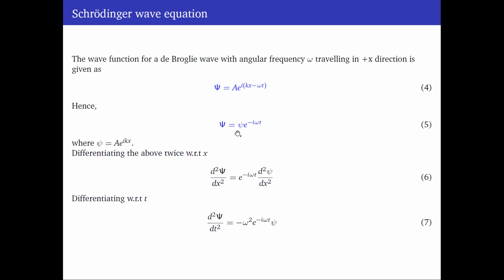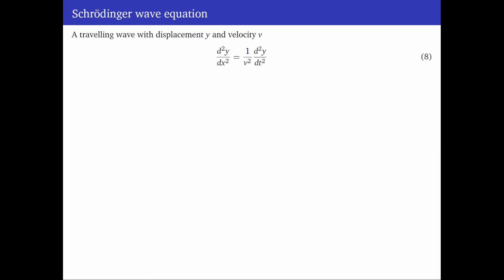Small psi was independent of time, so it was only e to the power of minus i omega t, which I have to differentiate. So students who are watching this lecture, I would request them to write down first d psi by dt and then do d square psi by dt square, else you're bound to make mistakes. So with these expressions, let's see how we can come up with the Schrodinger equation or the equation of motion.